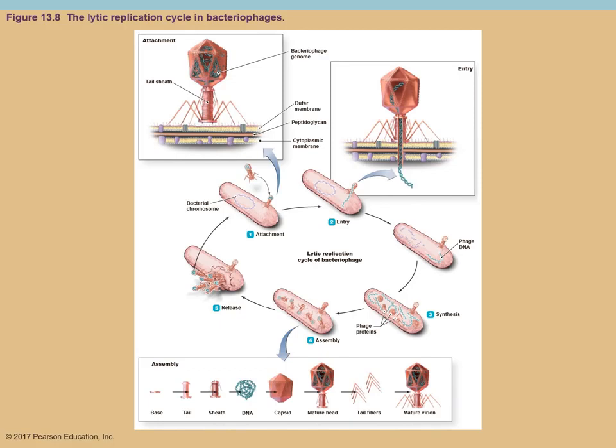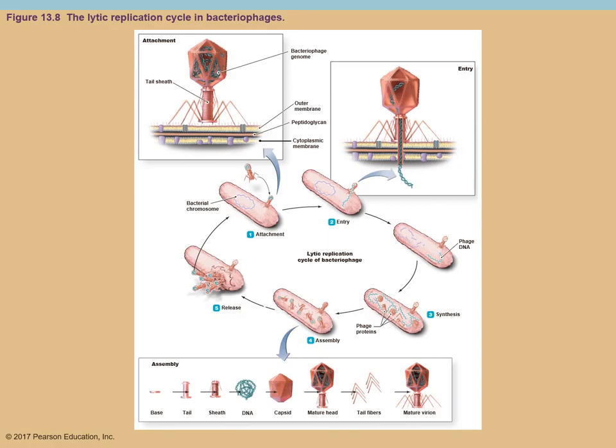And then here, basically, assembly is setting up like an assembly line. You have all these components, and what are you going to do? You start to piece them together. You have a base plate, you stick the tail to it, now you put the sheath on it. Oh, now you've got the DNA made. You put that inside the capsid. So now you attach the tail to this capsid. Oh, now let's see, put those tail fibers on, and now you're done.